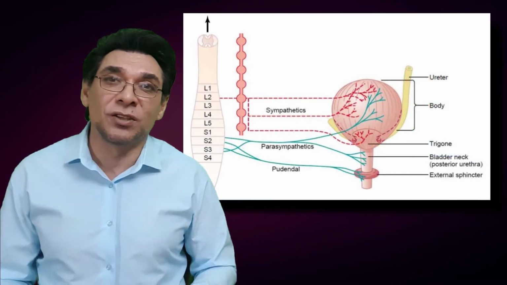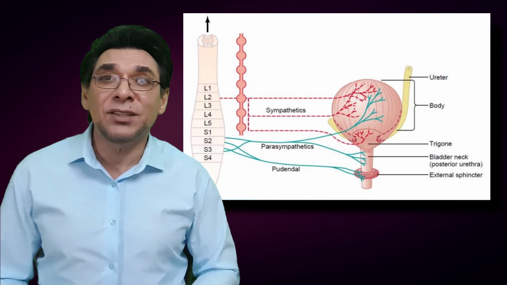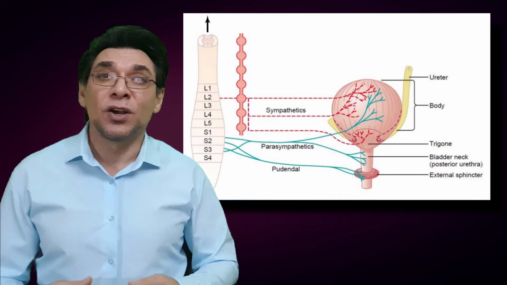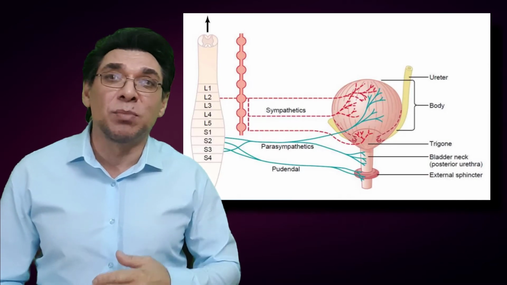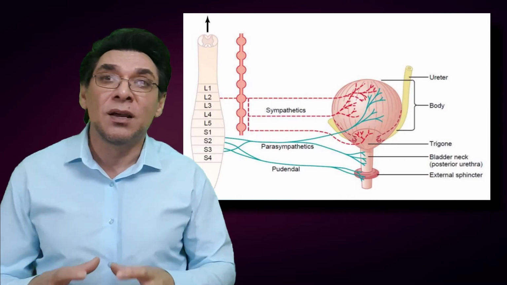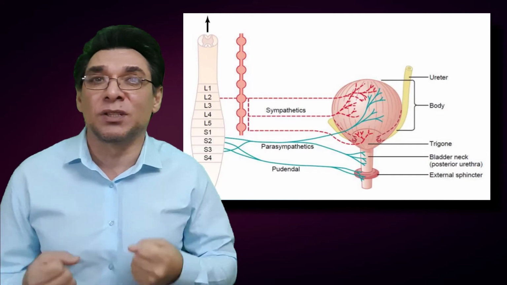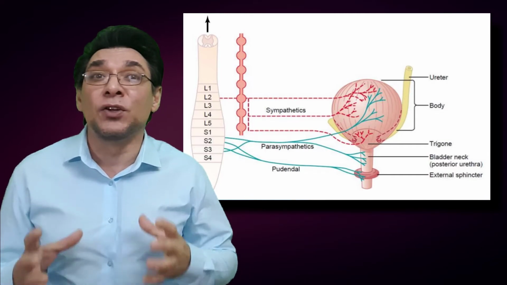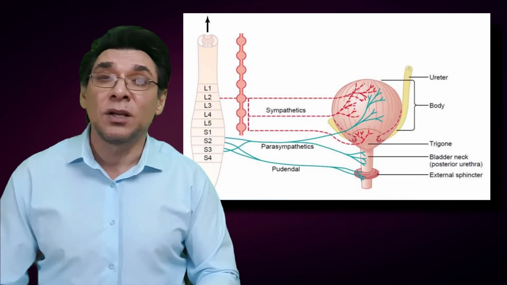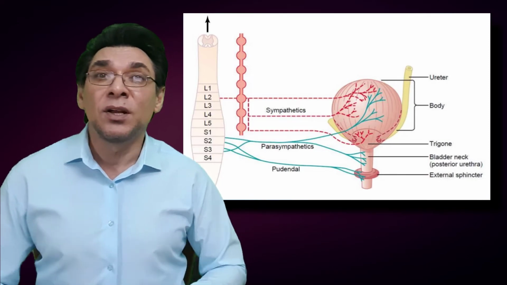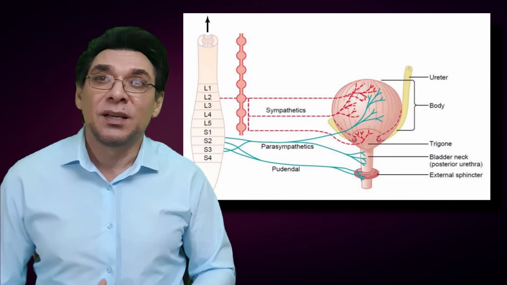The Micturition Reflex. The Micturition Reflex is activated by stretch of the urinary bladder wall. As the urinary bladder fills with urine, pressure increases, stimulating stretch receptors in the wall of the urinary bladder. Action potentials are conducted from the urinary bladder to the spinal cord through the pelvic nerves.